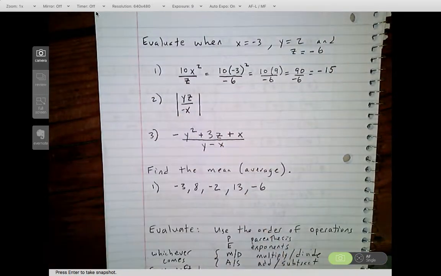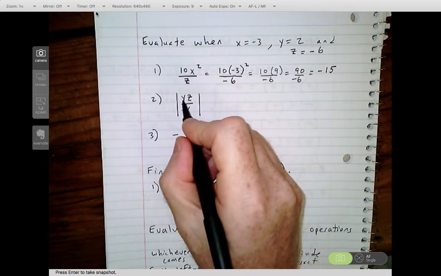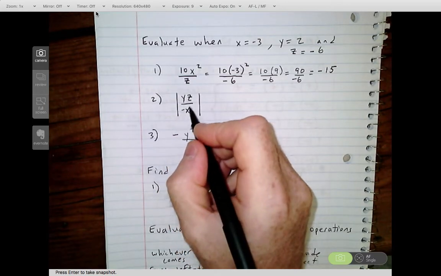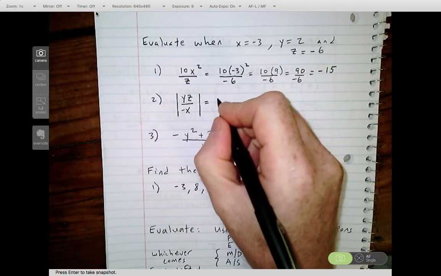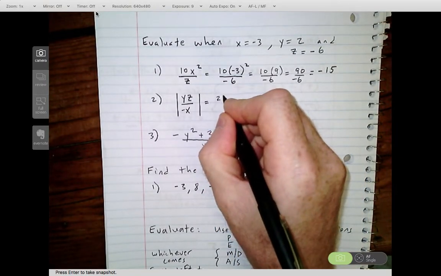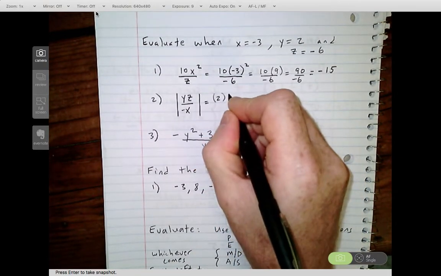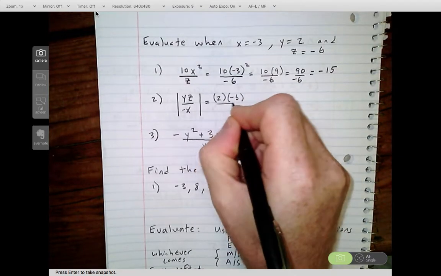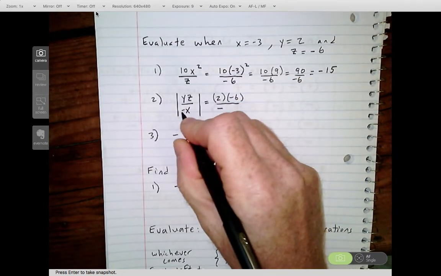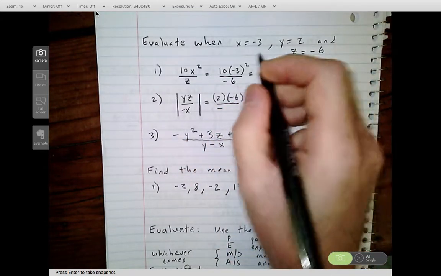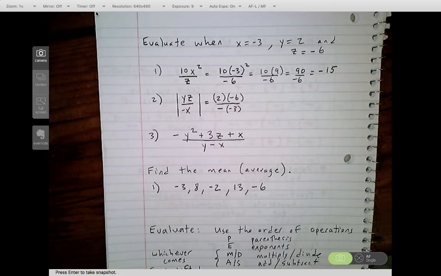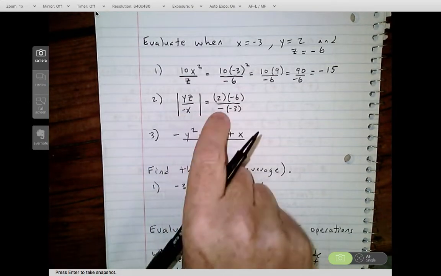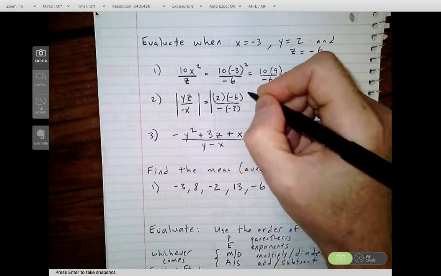Okay, so here we have something similar. We've got absolute value bars this time. And remember, when the variables are written next to each other, it's multiplication. And we'll go ahead and plug everything in. So this is 2, I'm going to use parentheses again, so 2 for y, negative 6 for z, all divided by the opposite, or negative, keep that in there, of negative 3. Sometimes it might help to put parentheses around that too, but don't forget this negative sign is going to come along to the next step.